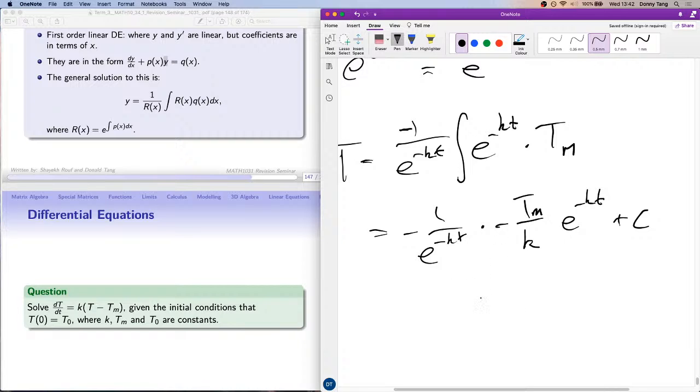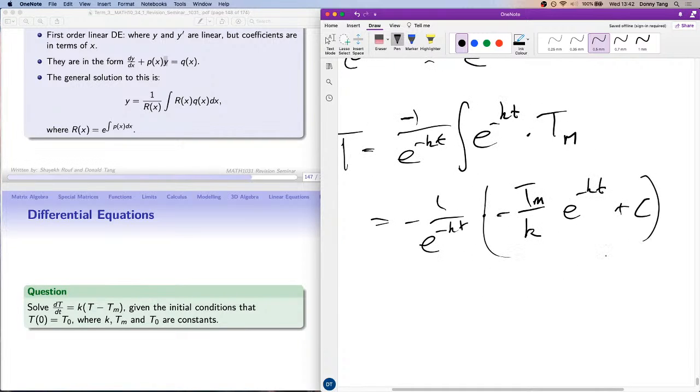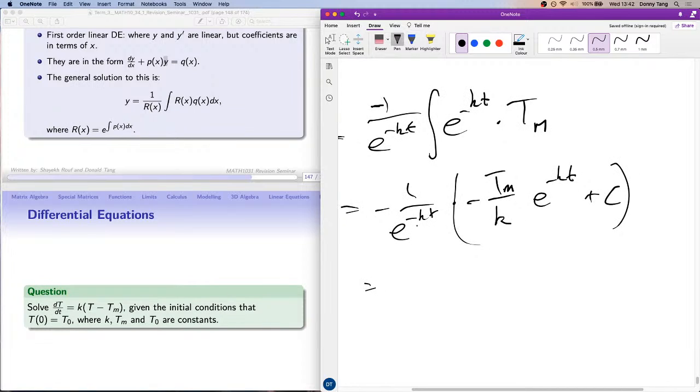This is actually going to be a bracket, by the way. And then everything's going to multiply in, so you're going to have this cancelling out with that. So you're going to have Tm on k, plus, minus, e to the power of kt, like so.